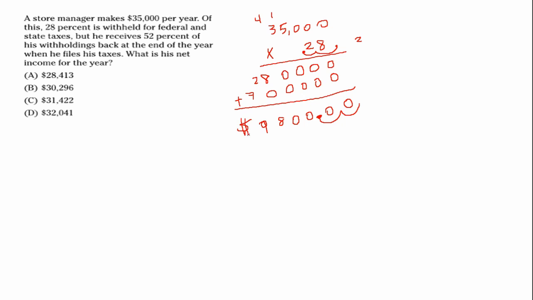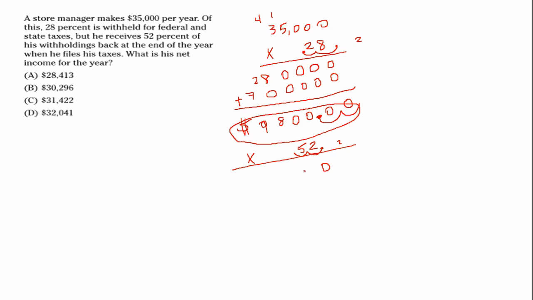So we know that 28% of $35,000 is $9,800. Okay? So we got to go ahead and take that away from the $35,000. But of this $9,800, he's going to get 52% back. So let's multiply this 98 times 0.52 to find out how much he's going to get back. Again, move this decimal over twice. We're going to add that back in. So that's 52 times 98. Add the decimals back in.